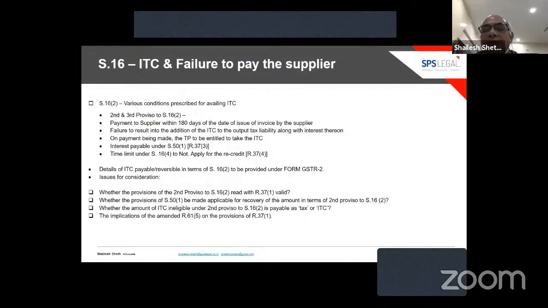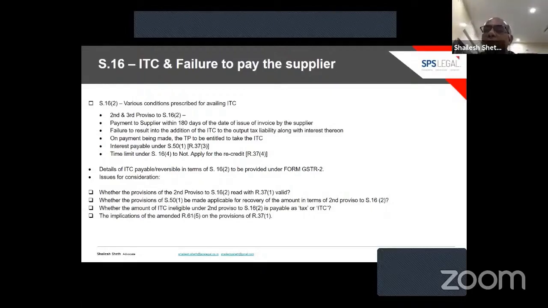And thereafter, when he makes the payment, he can re-credit. The entire procedure is given in Rule 37. Now the point here is whether this condition is valid. Again, if you see the proviso to Section 16(2), this 180 days condition is given there, and if you compare it with the language of Rule 37, there is too much variation between these two. I beg your pardon, under Rule 37 sub-rule 3 there is a specific provision that the interest will be from the date of availing the ITC and not from the 181st day. That should be kept in mind.